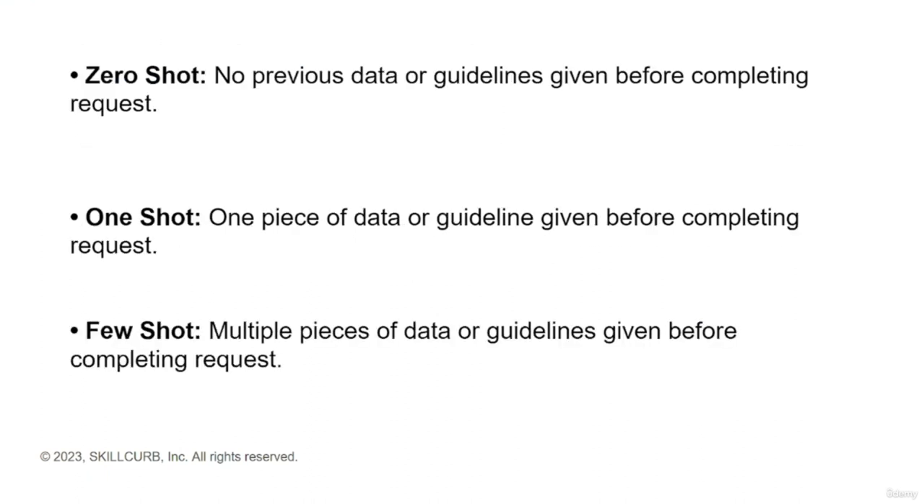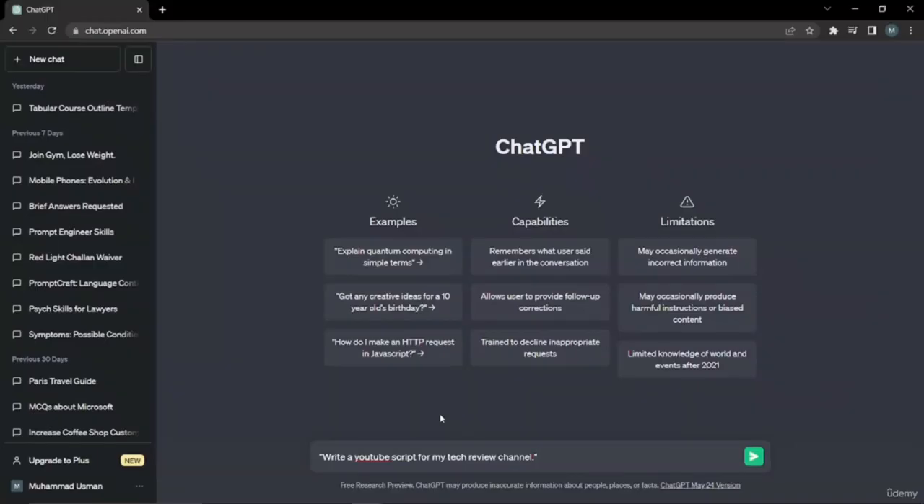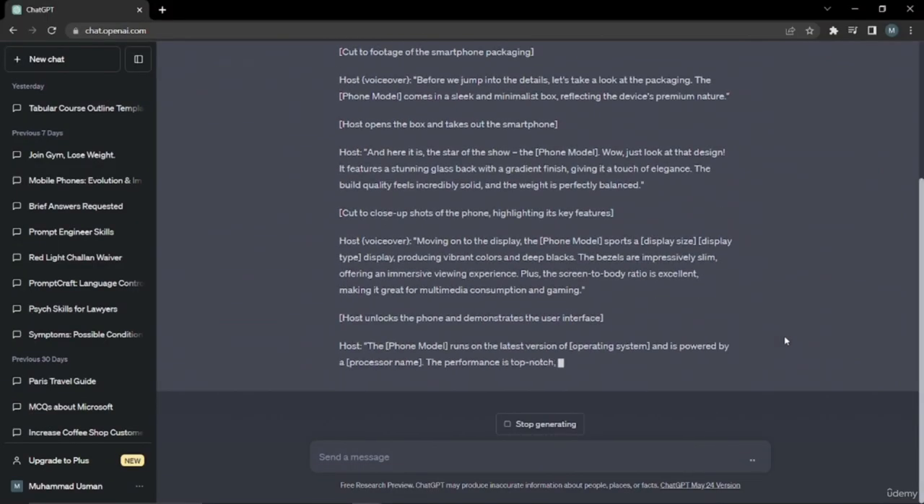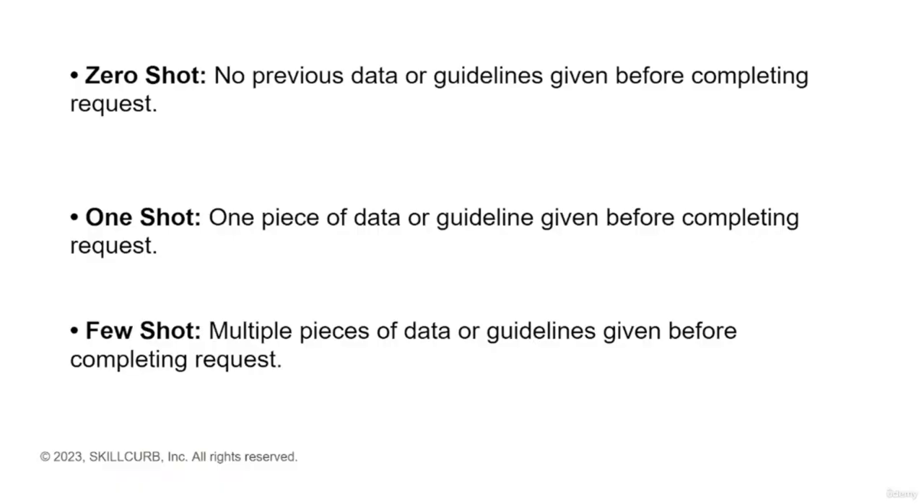In zero shot prompting, you don't give any previous data or guidelines before completing requests. So let's say you are giving a prompt to ChatGPT. For zero shot prompting, you won't be giving any previous background details or any other information. You will straight away get into your prompt without any extra information or detail.